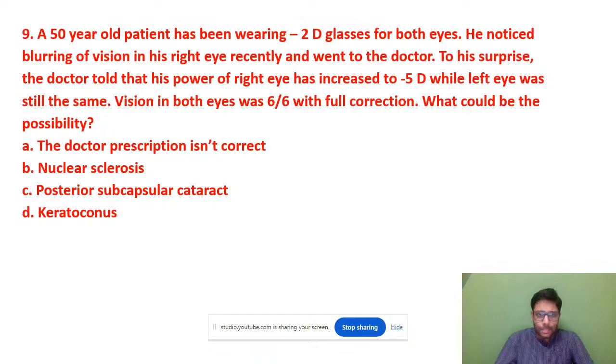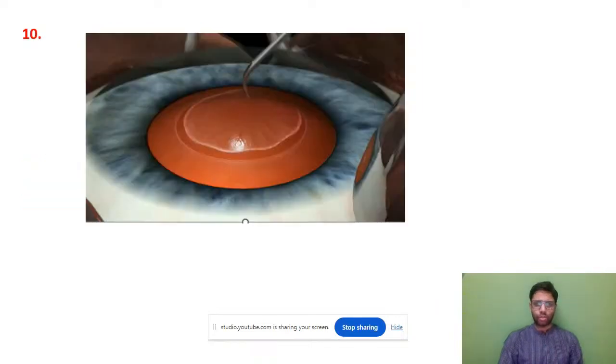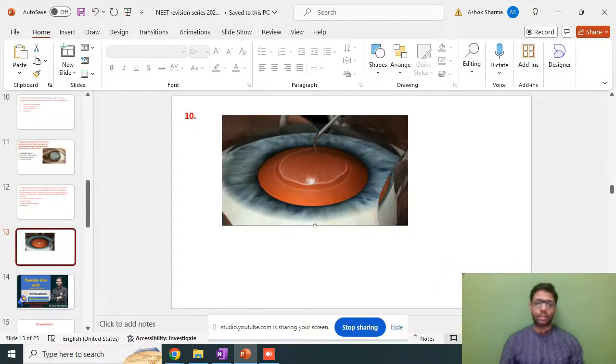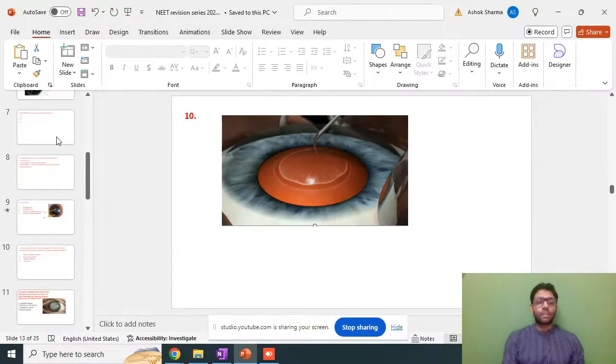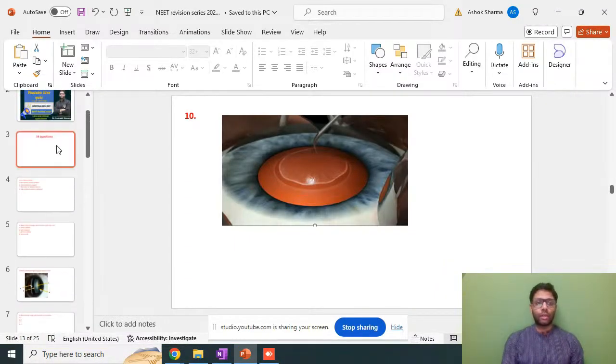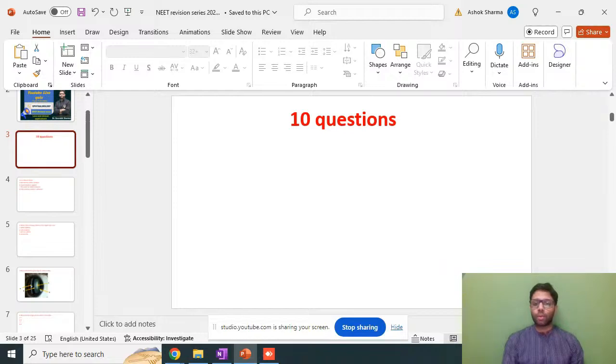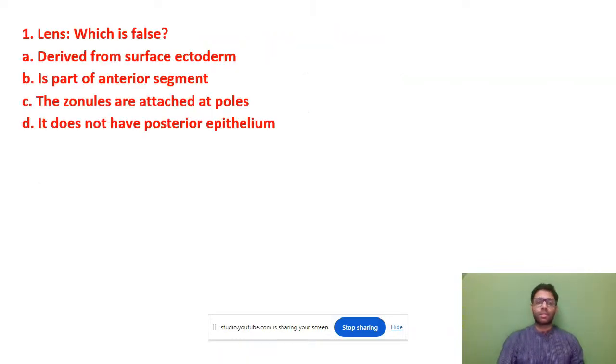Okay. And the 10th question will be shown during the discussion. Okay. The 10th question is this. There is no question because I will ask a question when I discuss the 10th question. So these are the 10 questions. Now let us discuss one by one what are the correct answers for this.